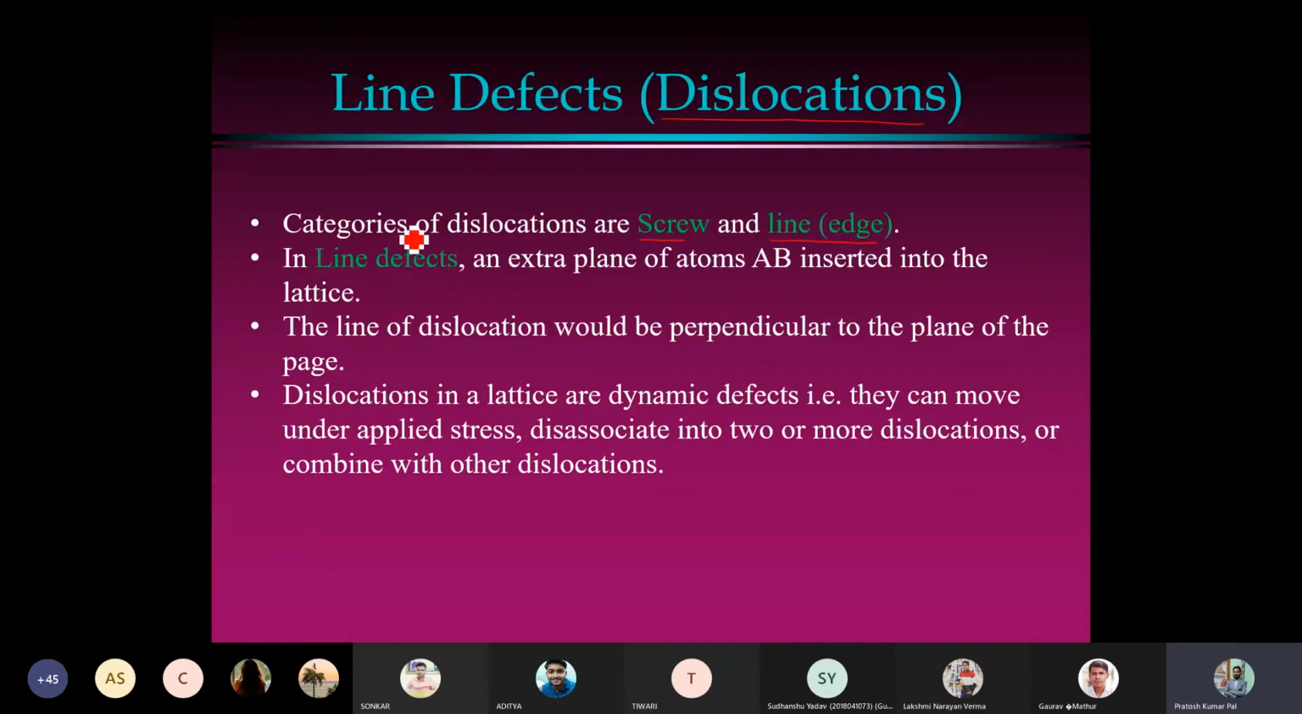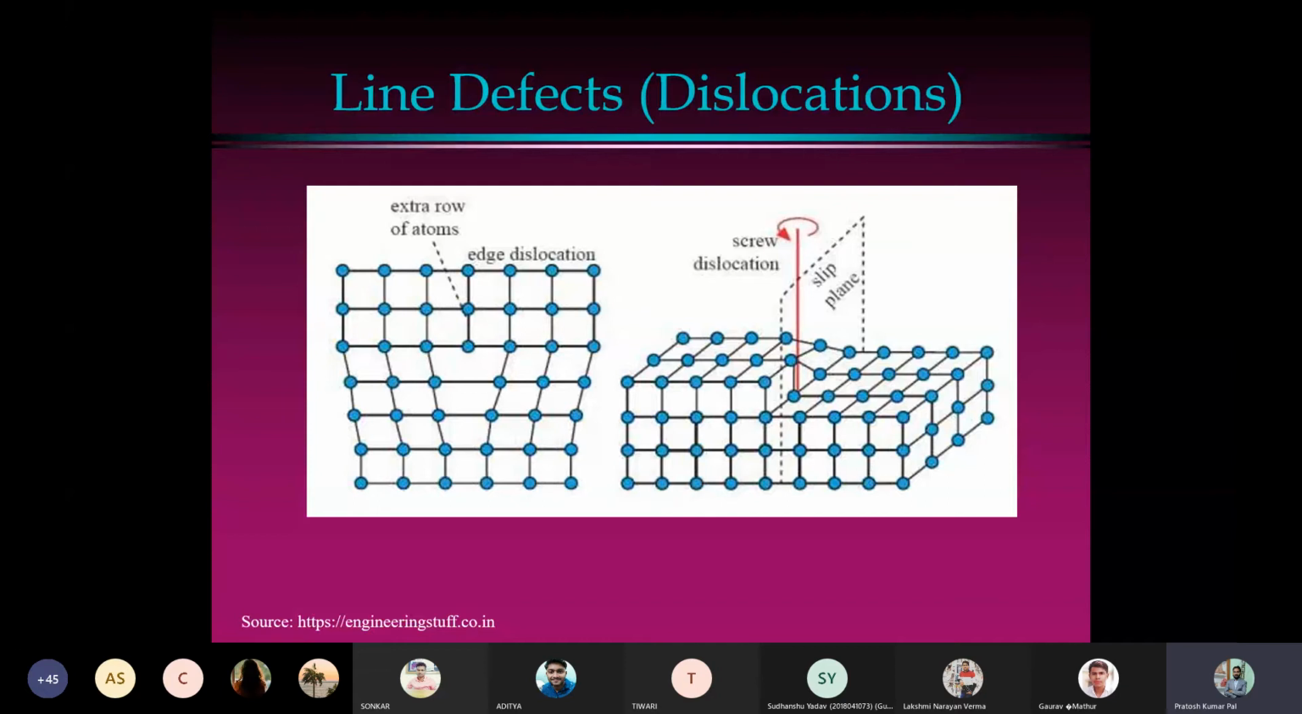An extra plane of atoms AB is inserted into the lattice. So we'll see this in the figure. Here, this is point A and this is point B. This was the regular location of the silicon atoms in the lattice. This is the regular structure. But instead of the regular structure, there are three atoms forming a line A and B being inserted in between the crystal silicon atoms. This insertion of an extra silicon atom line is called a line defect.